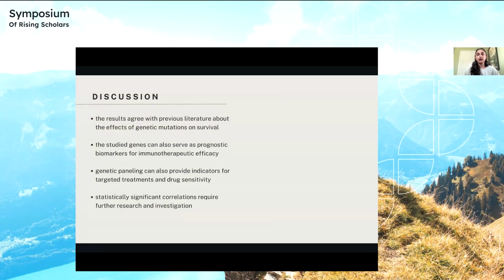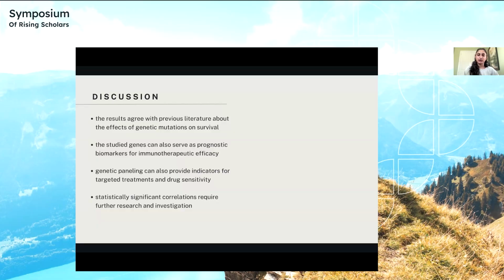For my discussion, I spoke about how a lot of the results agree with previous literature about the effects of genetic mutations, specifically on patient survival, and a lot of these genes can serve as prognostic biomarkers for immunotherapeutic efficacy. Targeting specific genes, especially before severe cancer growth, in earlier stages, can be really important to understand how to treat that specific tumor. Early genetic paneling on patients can also provide indicators for more targeted treatments and drug sensitivity.